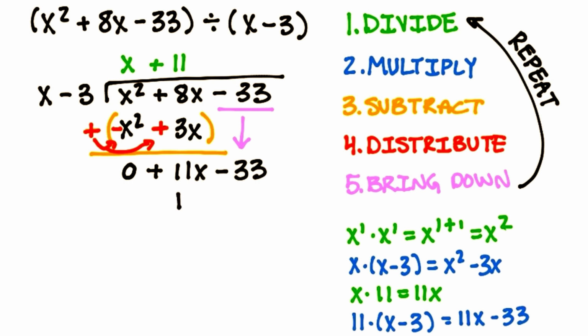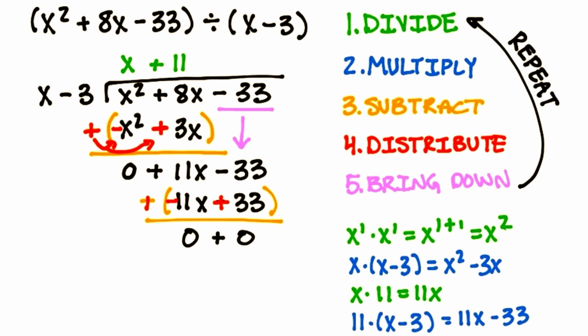Then we'll place this below to where we are currently at in our problem. Then we'll subtract by placing our parentheses and adding a minus sign. Then we'll distribute the subtraction inwards. Then we'll perform the operation. 11x minus 11x is 0, and negative 33 plus 33 is also 0. So we've completed the problem, and we have no remainder. So the final answer is x plus 11.